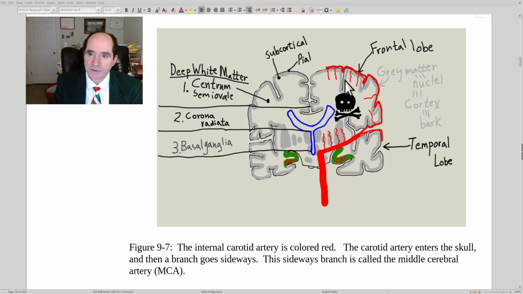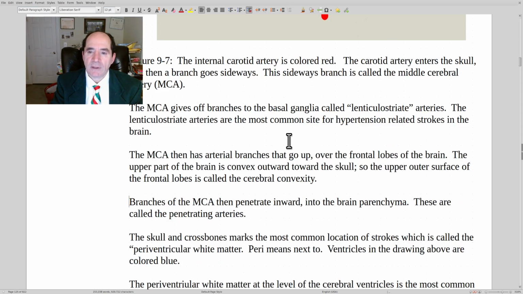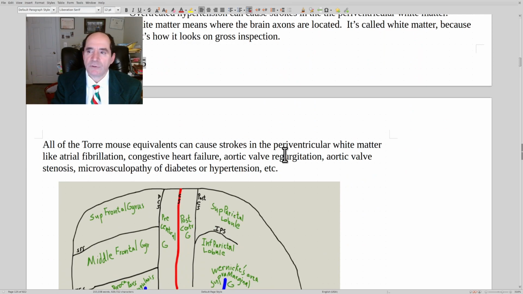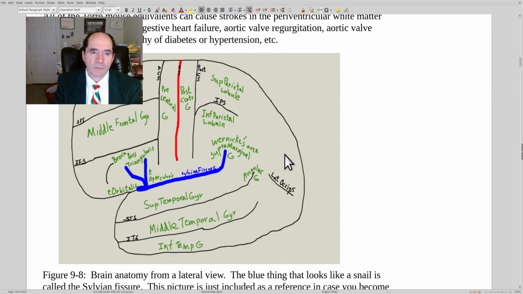And these are the convexity arteries. These are the penetrating arteries, and these are sort of like end artery territories without good collateral, meaning that if they lose the one main vessel, they don't have much left to keep them alive. Oh, peri means next to. So periventricular would be next to the ventricle.